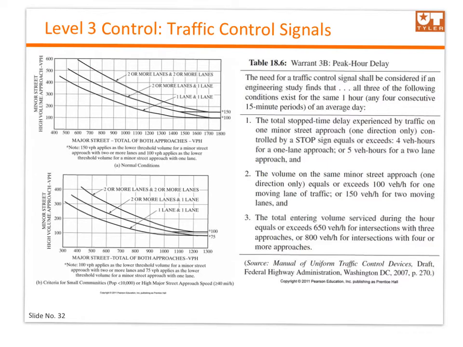So if you can satisfy warrant 3B but you're not satisfying warrant 3A, still warrant 3 would govern, and therefore we can place a traffic signal based on warrant 3.